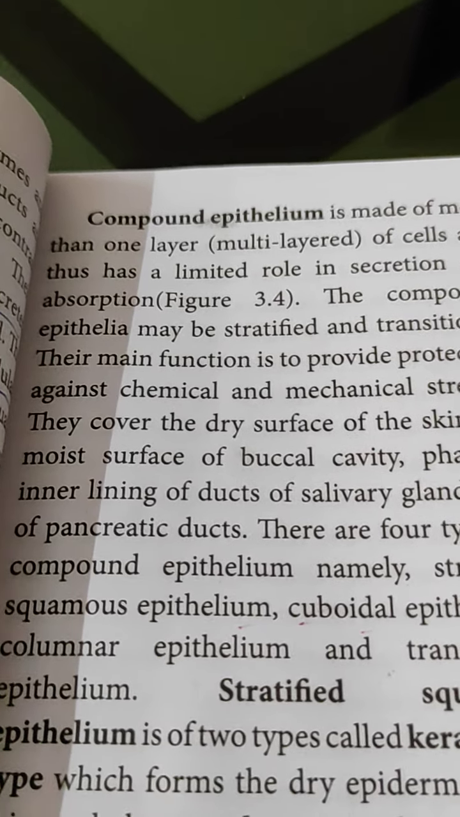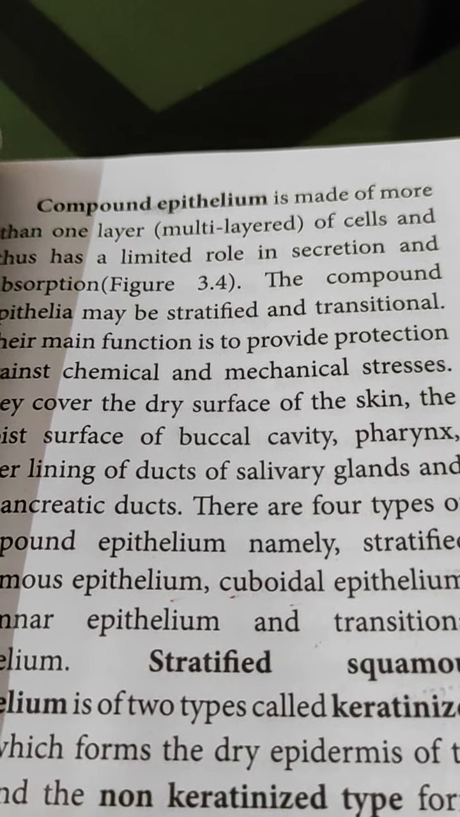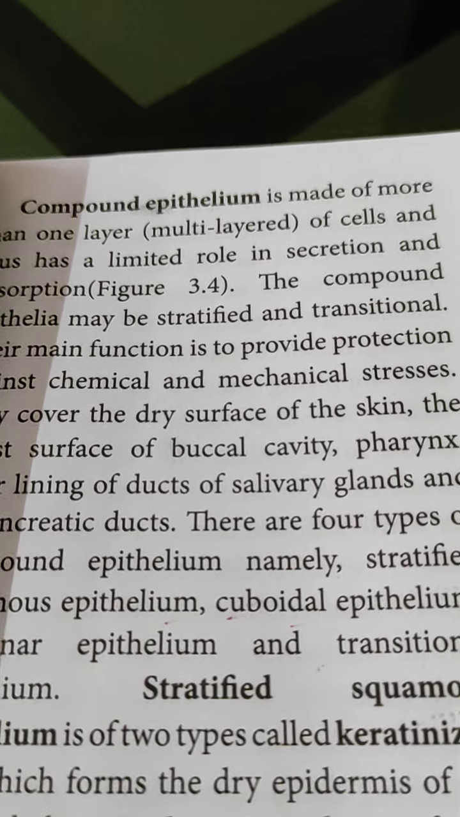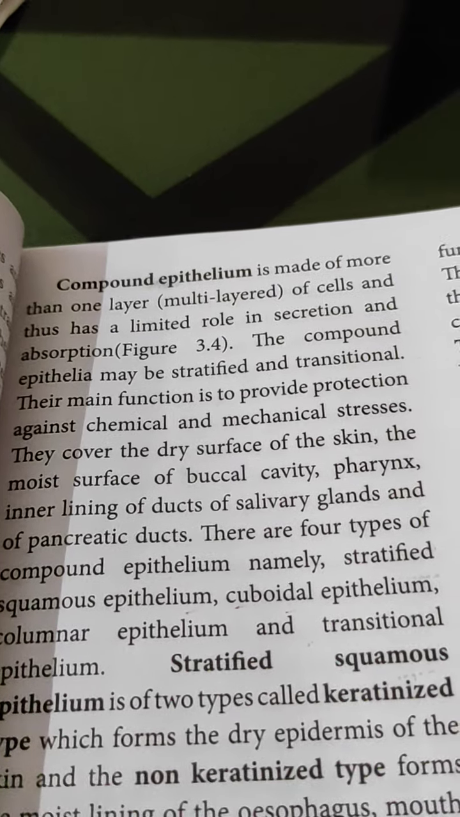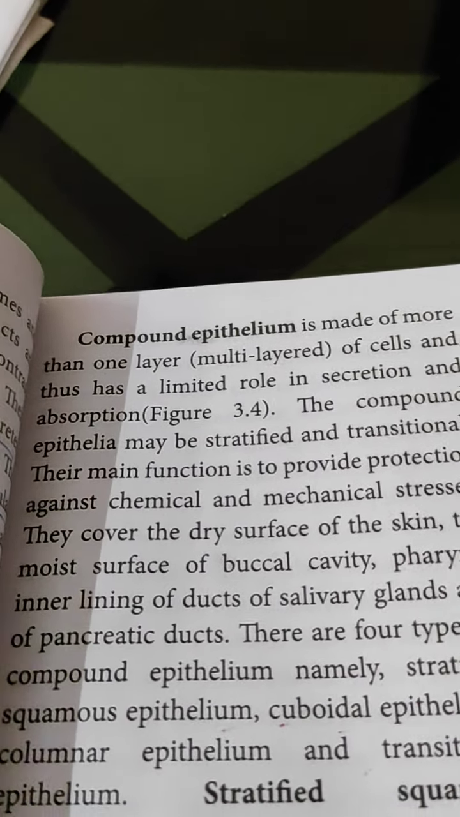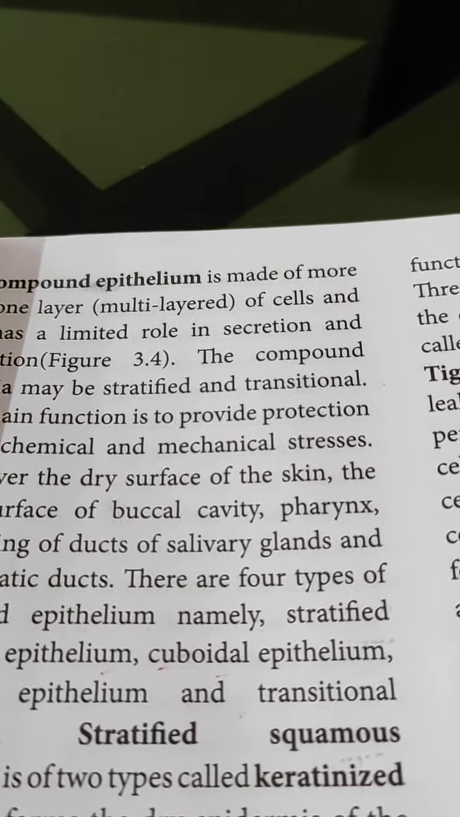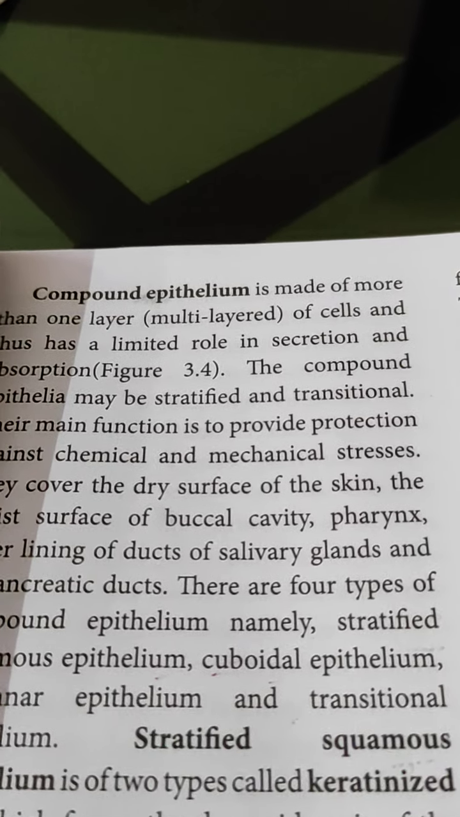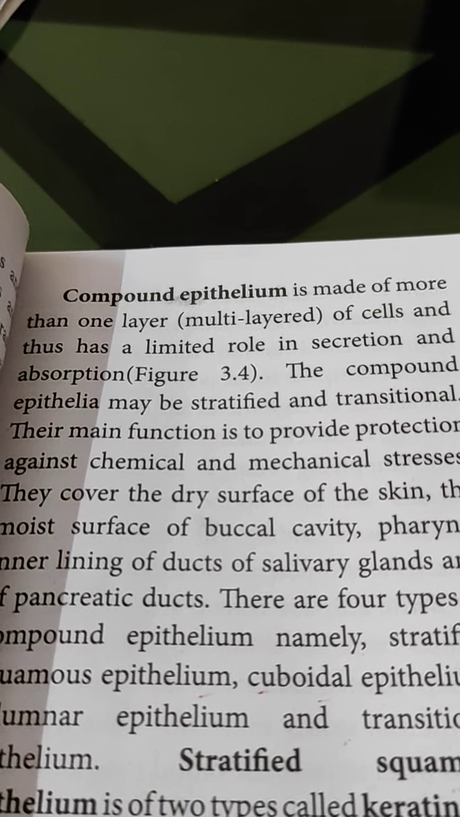The compound epithelium may be stratified or transitional. Stratified means one after another, the cells are present in layers, one after another, and it forms distinct layers. That is called stratified. And transitional is a mixed type, not in particular layers, which is called transitional. Now underline there what is the definition you have to study.